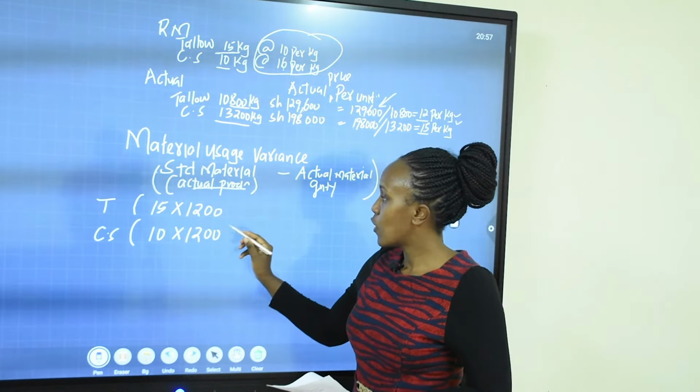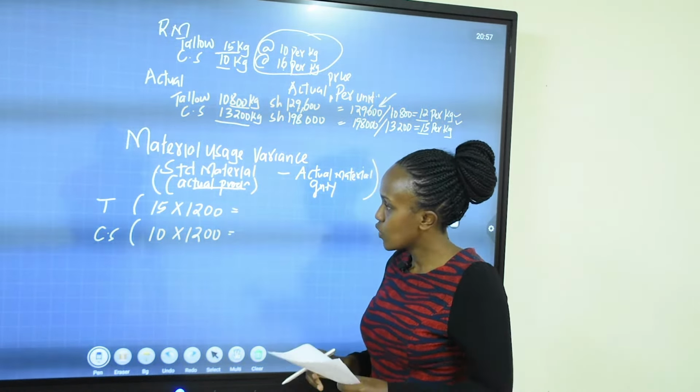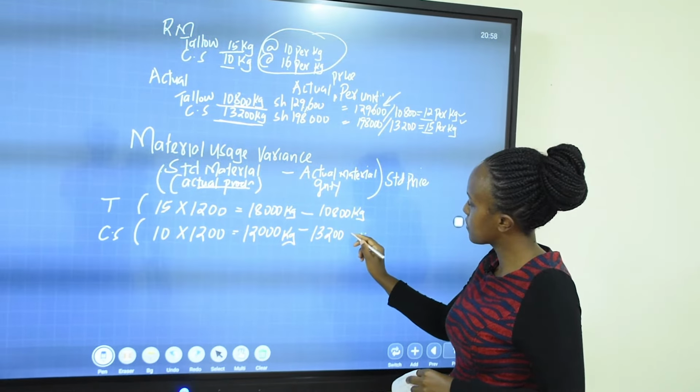Let me first get the answer up to this point. If you multiply 15 kgs times 1,200, you get 18,000 kgs. That's how much you are expected to use. And 1,200 multiplied by 10 gives 12,000 kgs. That is how much of the materials we were expected to use according to the standard. But now compare that with the actual kgs used. For the actual, we spent 10,800 kgs of tallow, and for the caustic soda, we used 13,200 kgs.